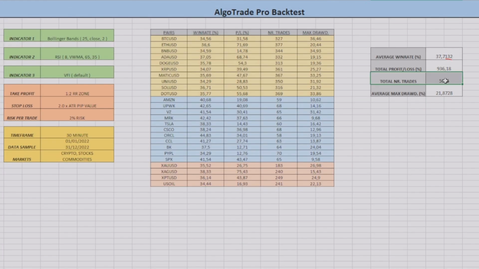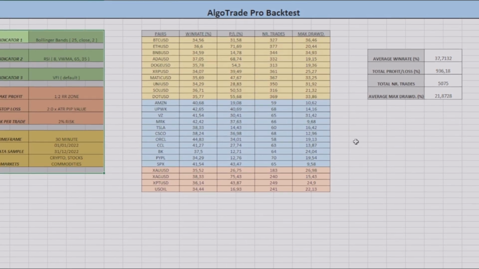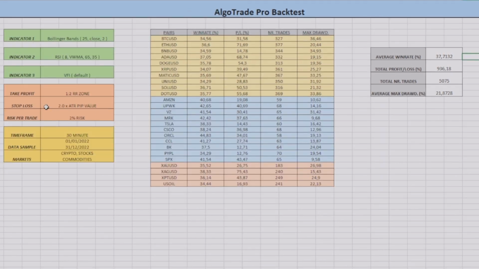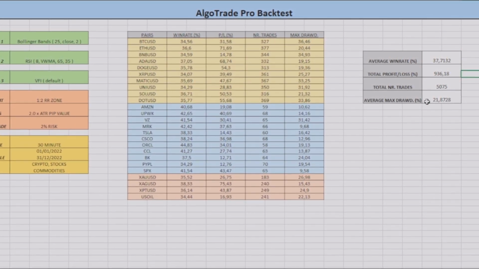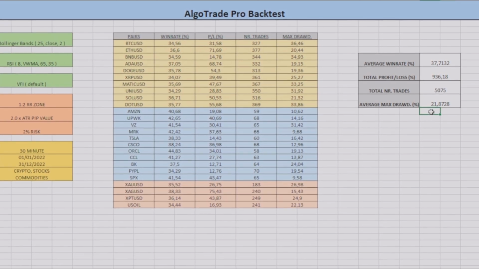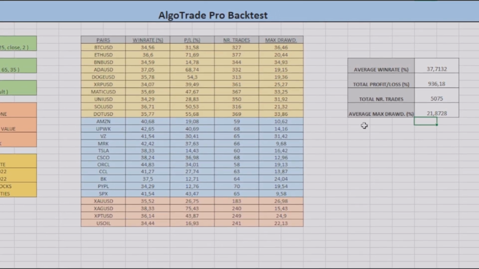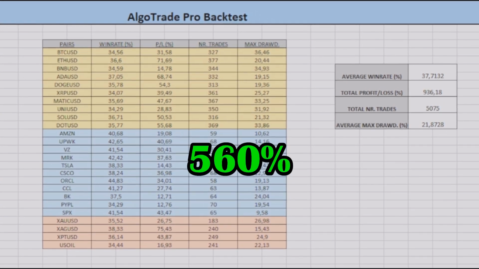After analyzing over 5,000 trades in 25 different assets with my backtesting bot, here we have all the results. Based on these conditions, the overall win rate of this strategy was about 37.71%, which is acceptable for a strategy that uses a fixed take profit with a 1:2 risk to reward ratio. And it produced a net profit of 936%. The average drawdown was also quite acceptable, with a value of 21.87%. Considering commissions and spreads, this net profit value decreases by around 40% to around 560%, which is still a very good annual profit.